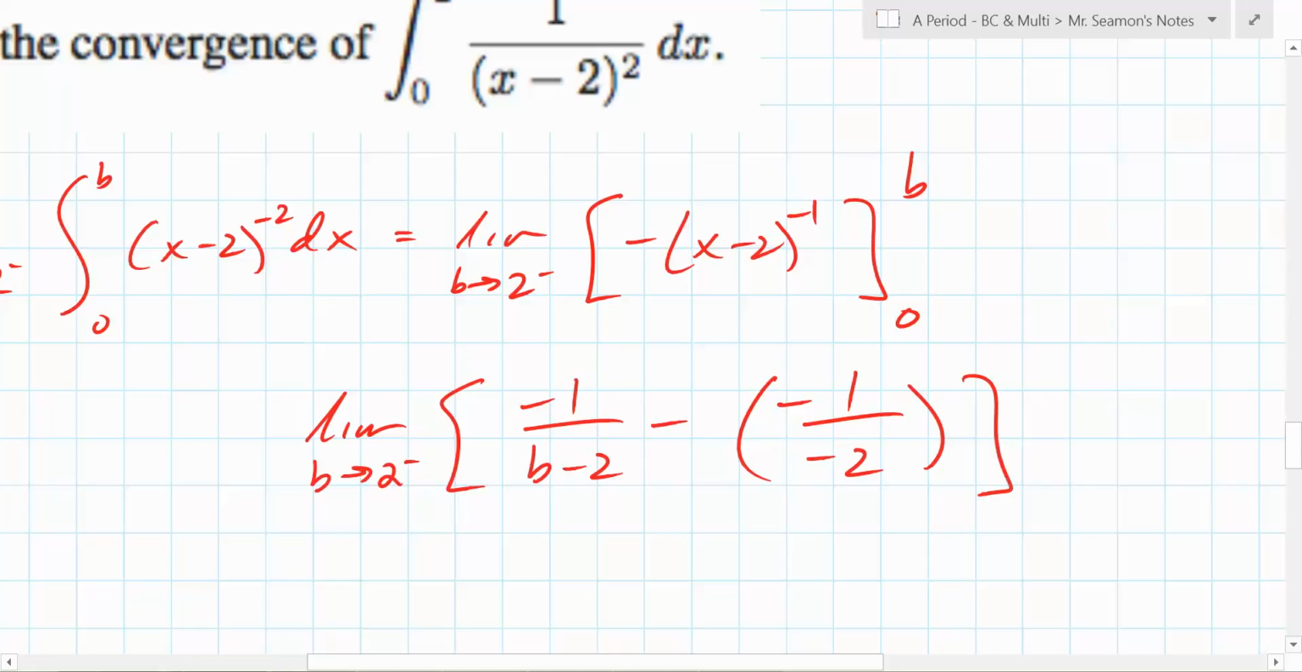Did I do that right? Did I plug it in okay? Can you help me with that? I think I got it. I think I got all the negative signs. Now, here's a limit you can evaluate. Can anybody tell me what this limit comes out to be? It's the limit as b goes to 2 from the left of that thing. What does it come out to be?